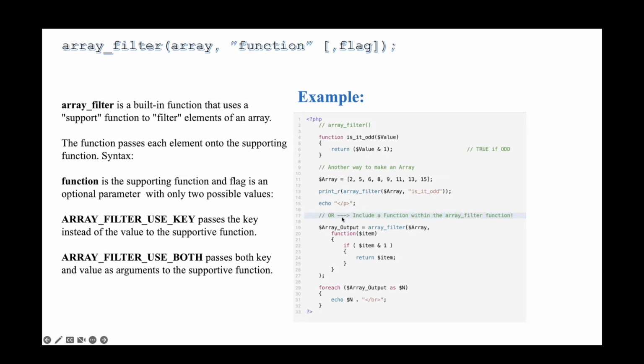However, I can also do it like this: array filter array, and I actually included the function. It's the same function. If you look at it, it receives an item, and it returns the item. This is the same function as this, but it's built within the call itself. So you can do that in PHP, which is awesome. It's a different way of doing things. And you have optional values here for filter use key or use both.